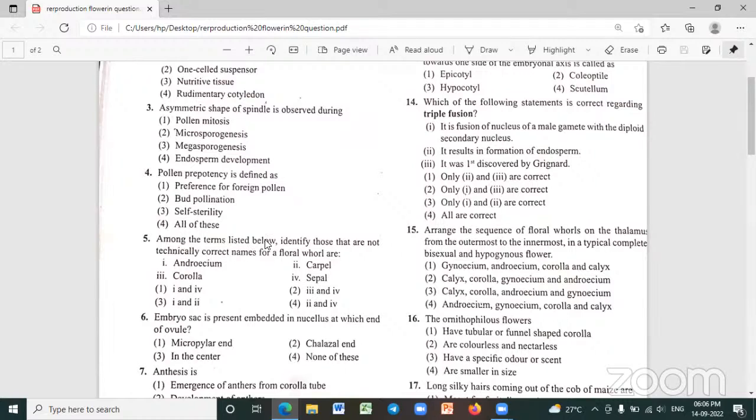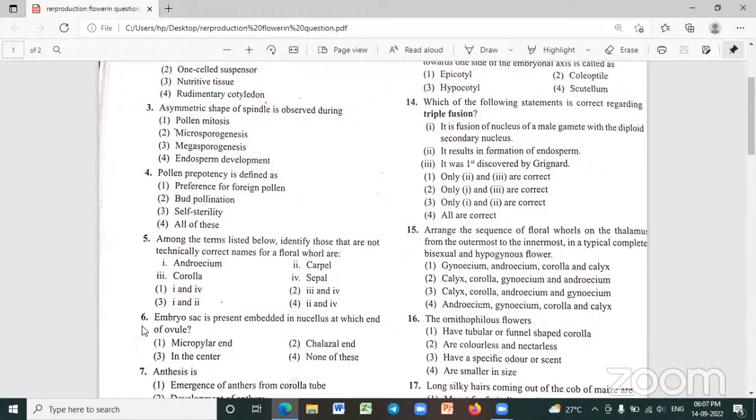Correct name listed below. Identify those that are not technically correct. Technically correct means carpel is not concerned, and also sepals. So the answer should be which one? The fourth one is the correct one. Okay, see that one. The fourth one is the correct one.